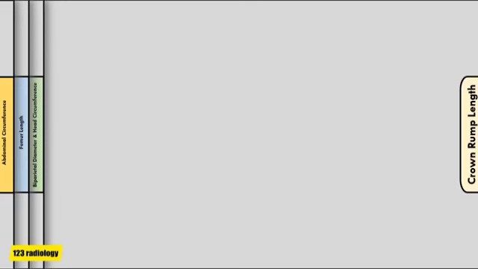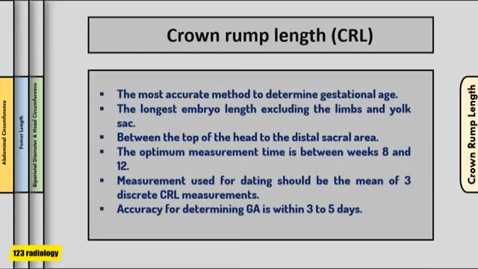Crown rump length. In the first trimester, crown rump length is the most accurate method to determine gestational age, and once established it should not be changed. The crown rump length is defined as the longest embryo length, excluding the limbs and yolk sac. It is the measurement from the top of the head to the distal sacral area.